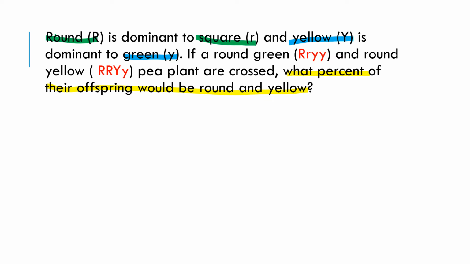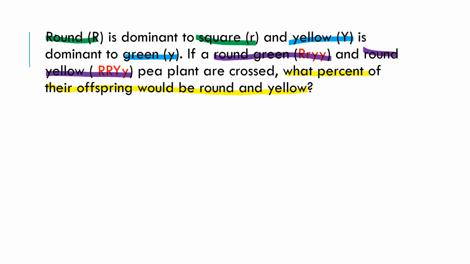So our parents would be round green, and it already tells me their genotype. Ooh, red was a bad color for that. Let's choose a light color. Alrighty, so round and green, and then my other parent is going to be round and yellow. And again, they've already told me the genotype, so I just have to roll with it.